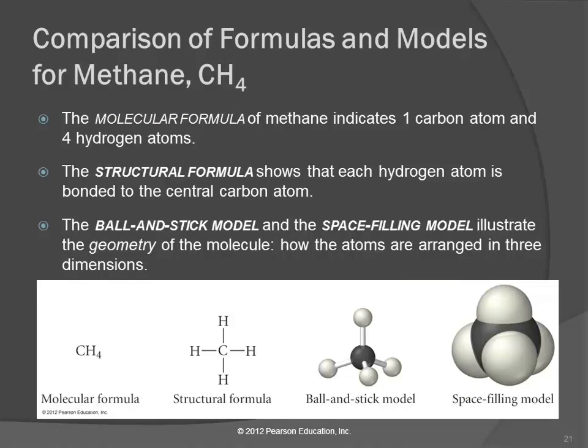So here are some pictures. This is a molecular formula. It tells us in one molecule we have one carbon atom and 4 hydrogen atoms. This is a structural formula because it shows us how those atoms are connected. And you can have one molecular formula and actually have two different structural formulas. You can have two compounds that have the same molecular formula. Their atoms are just connected differently, and that affects their properties.